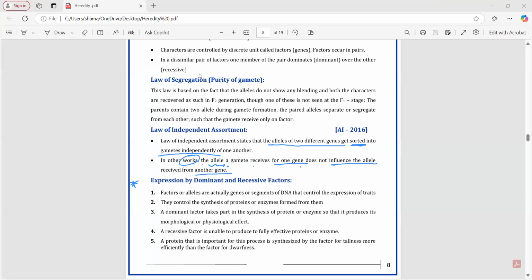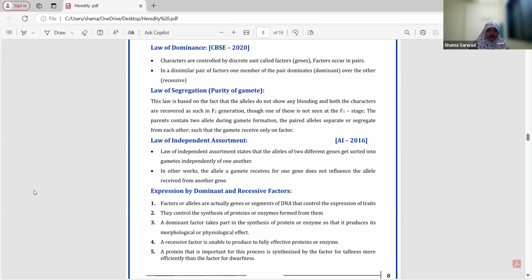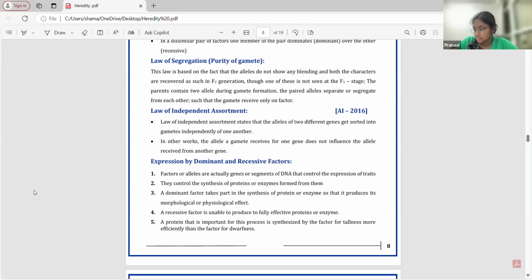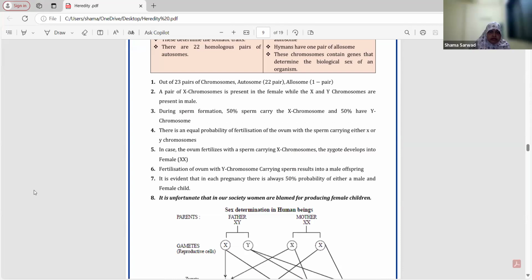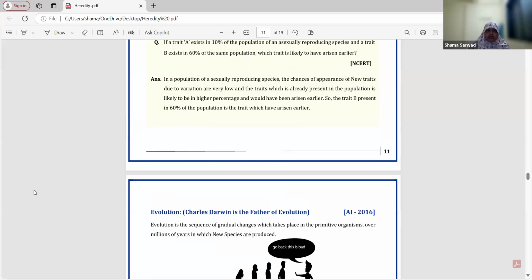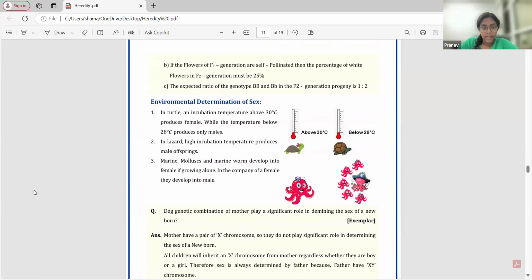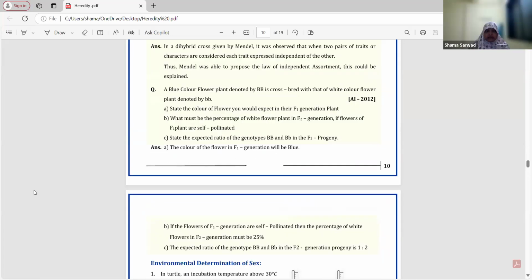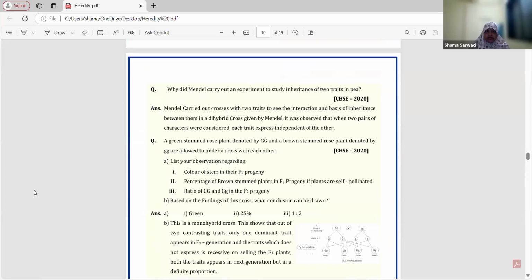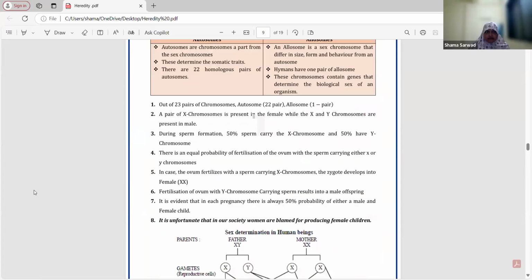Till that time, can you write down these things, whatever important points you feel like writing? I don't want to waste your time. I'll just come within 2 minutes. Law of dominance, segregation, and independent assortment. I don't know how much we have to complete. Only 2 to 3 pages, we are able to finish it. Evolution is not hard. These are the question answers, I'll post them to you, up to environmental determination of sex.